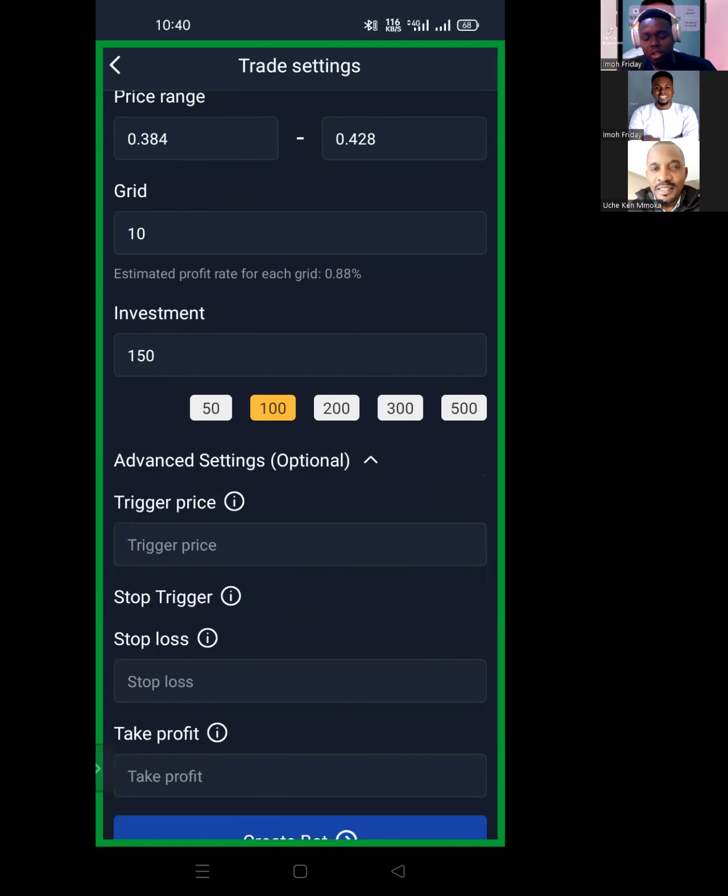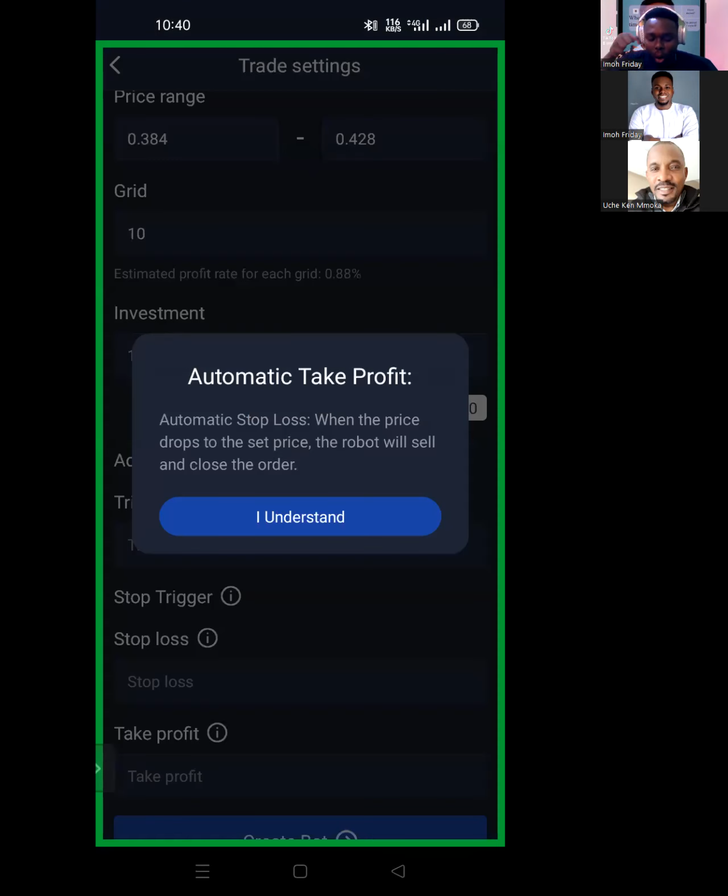Let me click on it. Say automatically stop losses when the price drops to the set price. The robot will sell and close the order. So that is how to prevent you being on floating loss, if you don't want to be on floating loss forever. You'll be willing to take a small amount of loss so you can get out of that trade. All this is very clear.